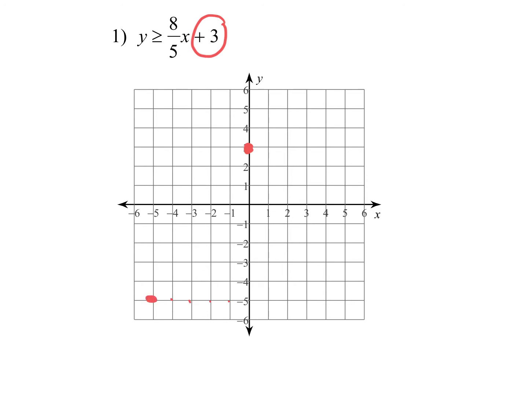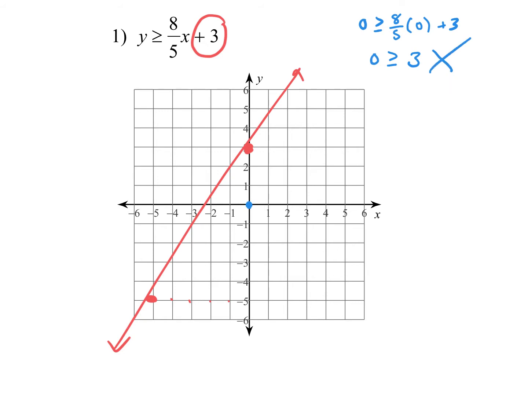Do I have a solid line or a dotted line? Solid line. Now I need to figure out where I'm going to shade. So what do I do next? I can plug in any point. I'm going to use 0, 0 just because it's the easiest to work with. So I have 0 is greater than or equal to 8 over 5 times 0 plus 3. So 0 is greater than or equal to 3. Is this true? No. So do I shade where 0, 0 is or where it's not? Where it's not. So that would be on the other side over here.